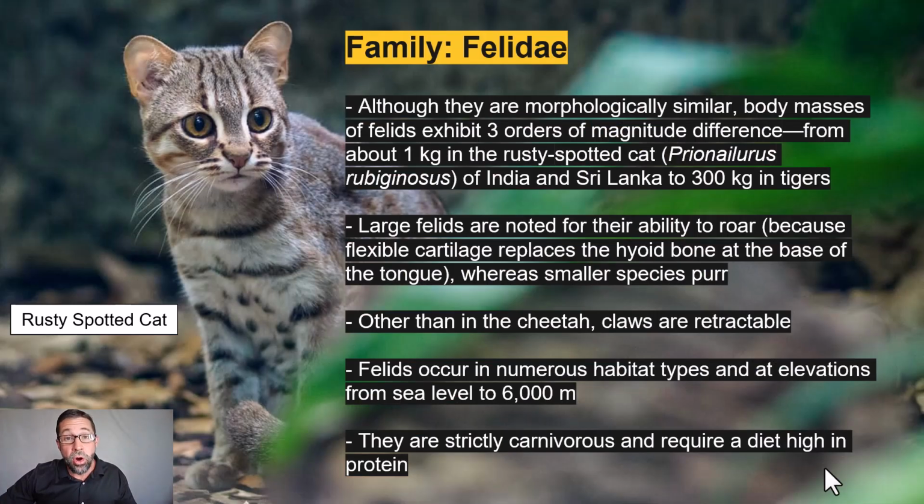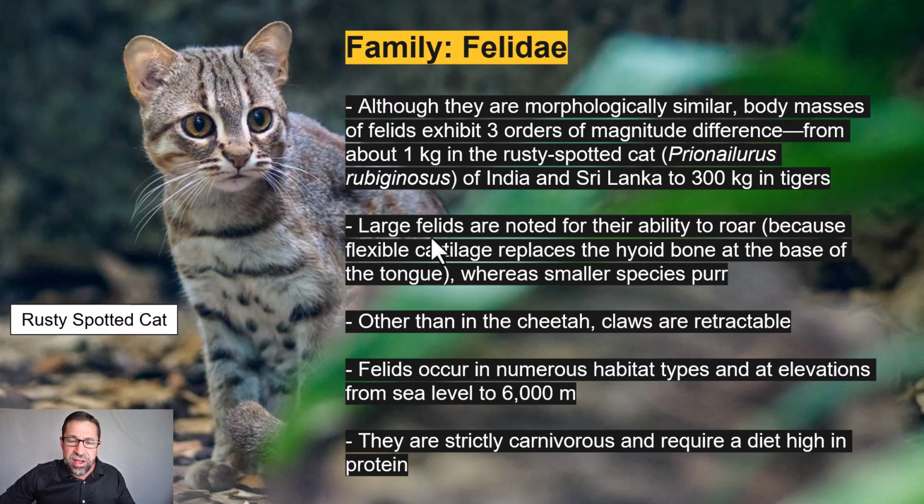Although they are all morphologically similar, felid body masses exhibit 3 orders of magnitude difference. That's huge, ranging from just 1 kilogram in the diminutive rusty spotted cat here on the left, all the way up to the massive Siberian tiger, which can weigh in excess of 300 kilograms, which is about 660 pounds.